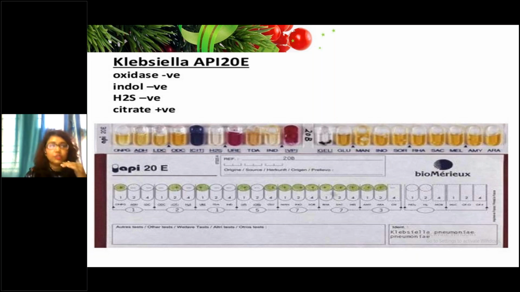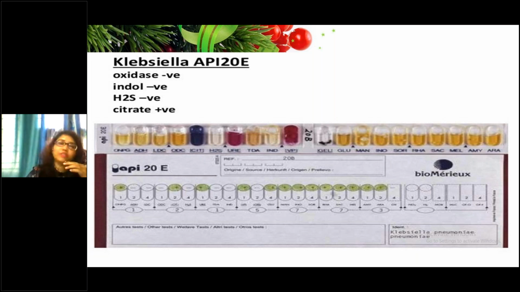So this is citrate positive. You might remember the citrate tube, which used to be blue colored. You might have seen it there because it contains bromothymol blue. Citrate is used as the sole source of carbon by certain organisms like Klebsiella. So Klebsiella will turn the dull green colored tube into a bright blue colored tube. So that is citrate positive.